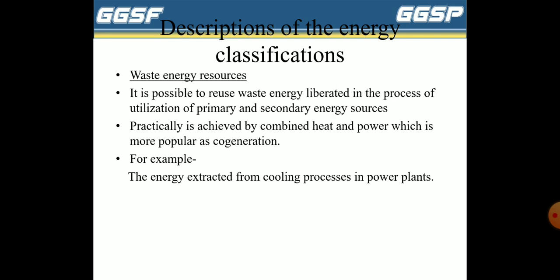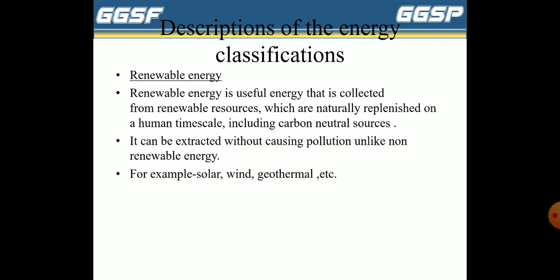Waste energy resources. It is possible to reuse waste energy liberated in the process of utilization of primary and secondary energy sources. Practically, it is achieved by combined heat and power, which is more popularly known as cogeneration. For example, the energy extracted from cooling processes in power plants.